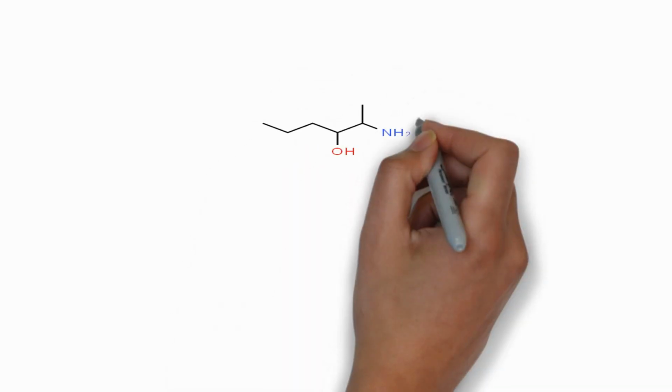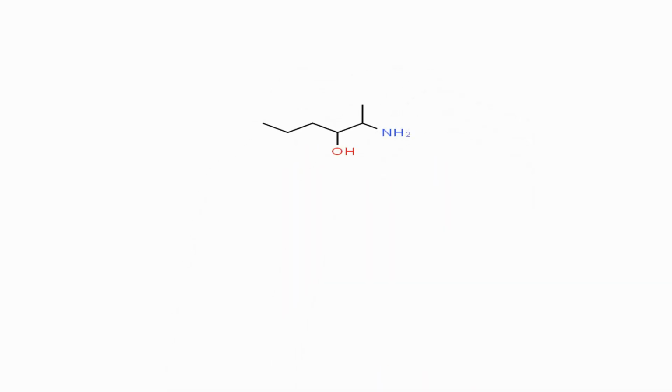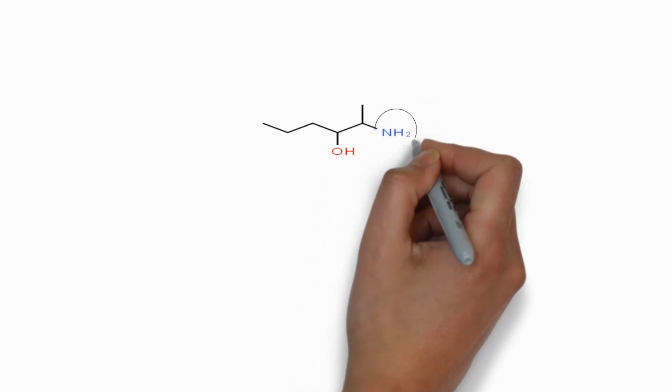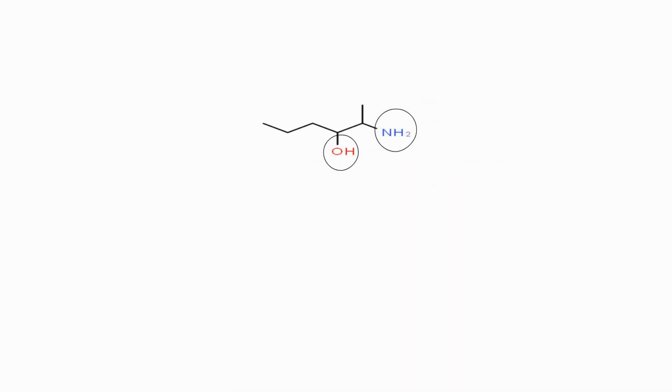Let's do another example. Here we have 2 functional groups, amine and alcohol. So when we have more than 1 functional group, we have to give one the priority. Alcohol gets prioritized over amine, which means amine will be considered as a substituent here. Look at the list given in the description box. It's listed according to the priority order.